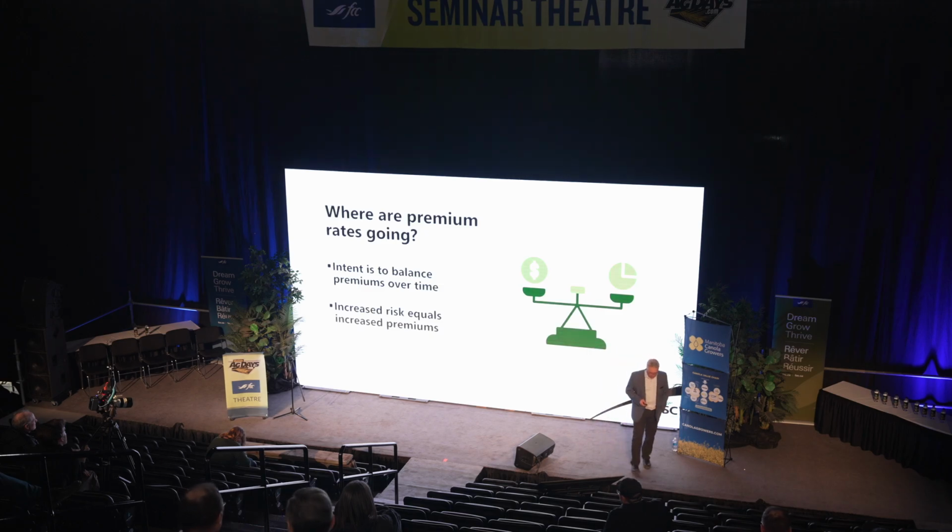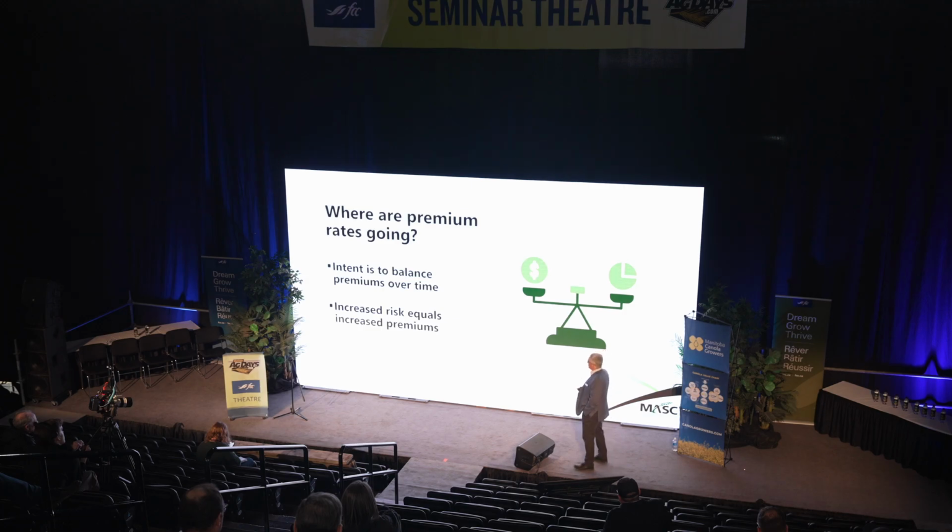So if we think about where premium rates are going, we've shown yields going up, and we showed some challenges in different areas. From MASC's perspective, of course, we're a Crown Corporation. Our intent is to balance premiums over time. So we're not in it to make money. We're collecting premiums for the sole purpose of paying claims. So there's no profit margin in that kind of thing, which makes our life a little bit easier. So anytime we see an increased risk, that means increased premiums at the end of the day for those things to level off. And that's the only reason for us to increase premiums, if we see an increase in risk.